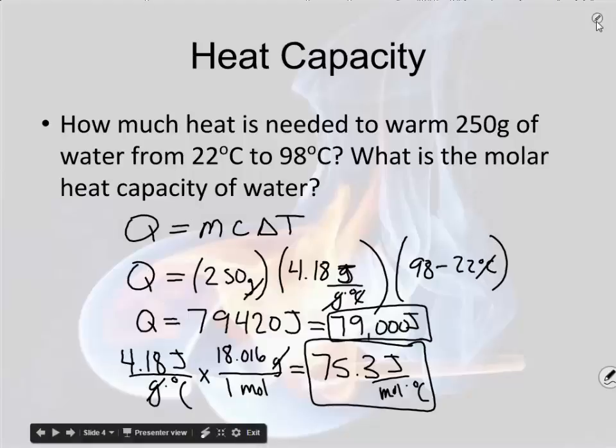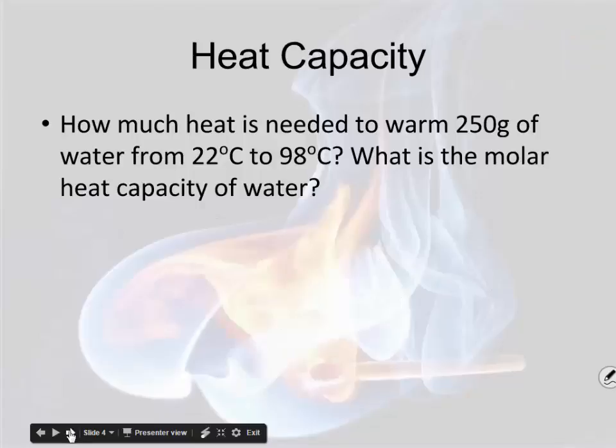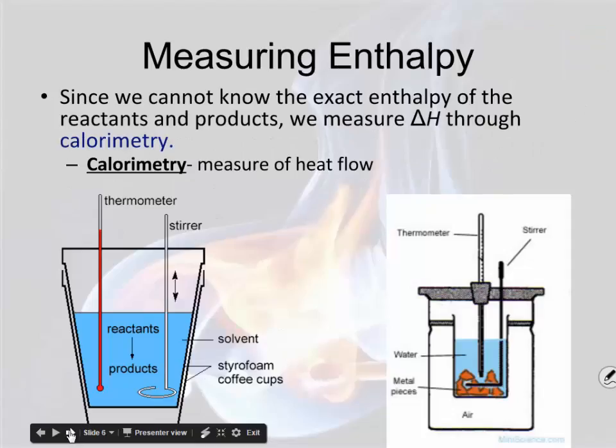So next let's talk about the actual technique that we use to measure our Q or our delta H. So we use a technique called calorimetry. We can't measure the enthalpy change of our reactants and products directly. We have to actually use the technique called calorimetry to get our delta H. So a lot of times when we're talking about calculating delta H, we use the technique calorimetry to do that.